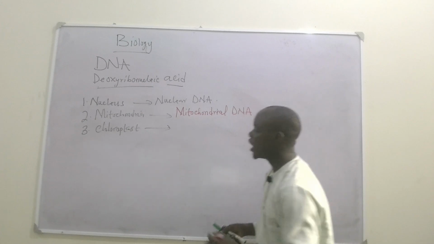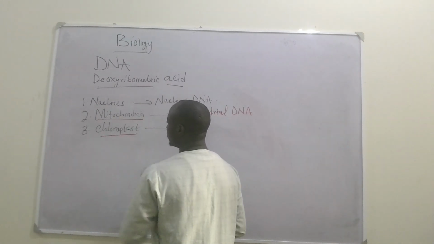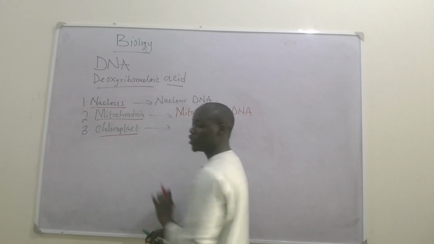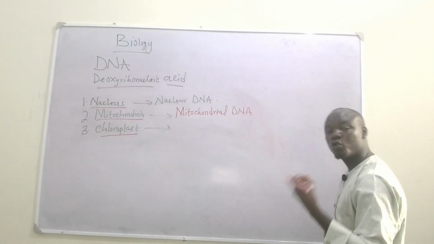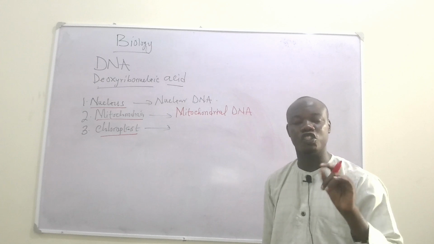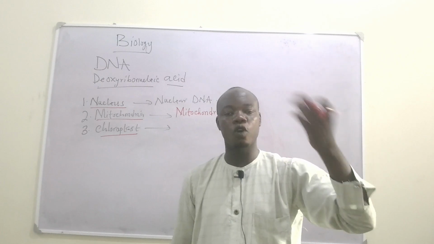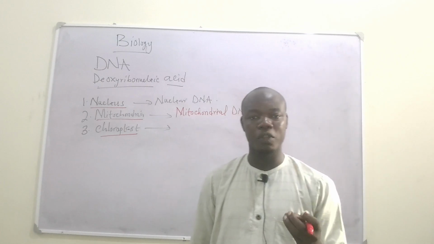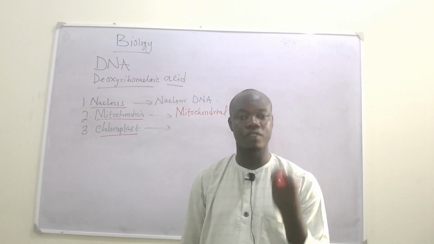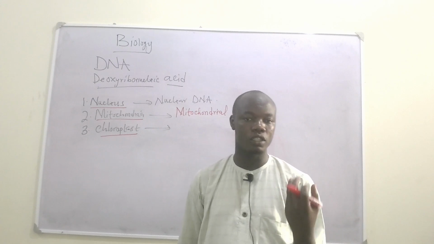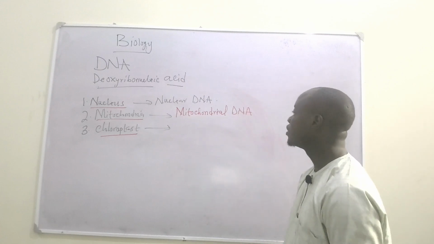So in the case of plant cells, we have DNA in the chloroplast, DNA in the mitochondria, and DNA in the nucleus. In addition, the concentration of DNA in the nucleus is very high compared to the other organelles. The amount of DNA found in the mitochondria and the chloroplast is very small. So the concentration is small, and therefore most of the DNA is found in the nucleus.